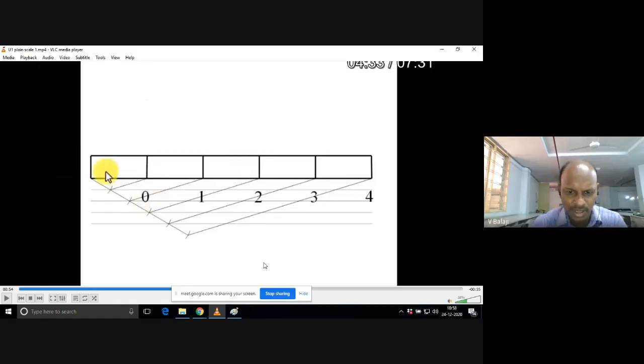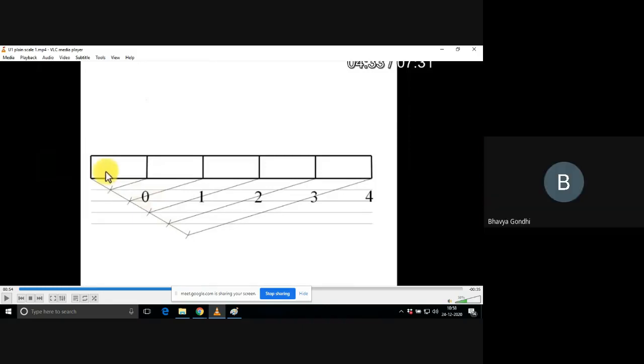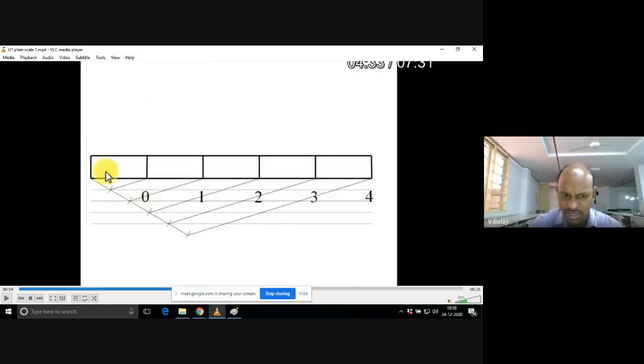And now, see, in this constructed rectangular box, how many decimeters are there in total? 5 decimeters. So after leaving 1 decimeter, I am taking 0 decimeter, 1 decimeter. That means to the right hand side of 0, how many decimeters are there? 4. Very good. To the left hand side of the 0 mark, how many decimeters are there? 1. So total 5.